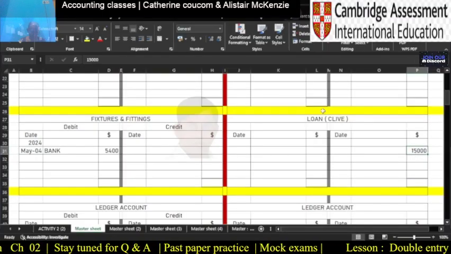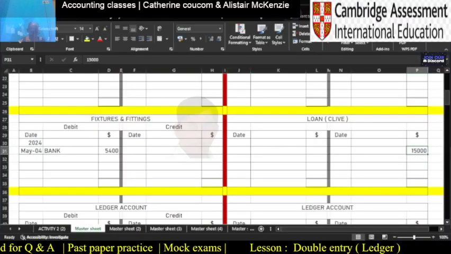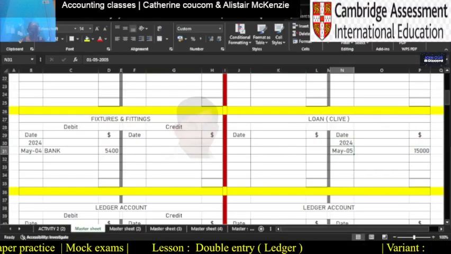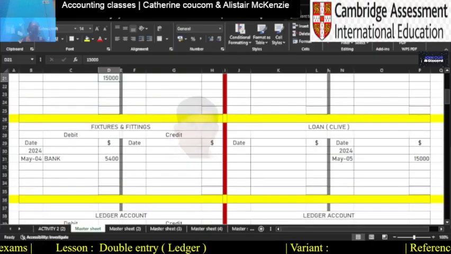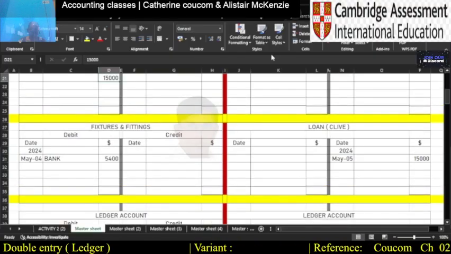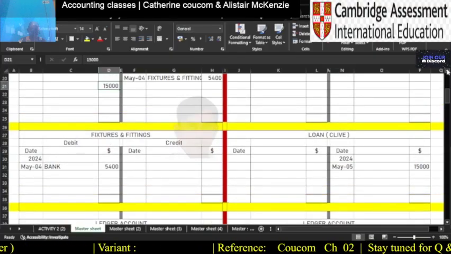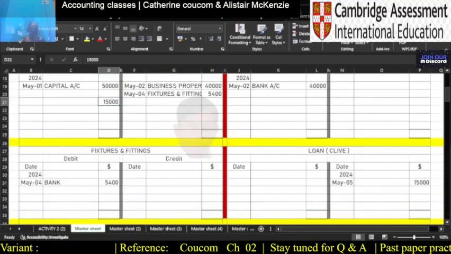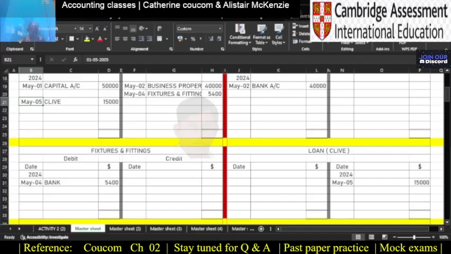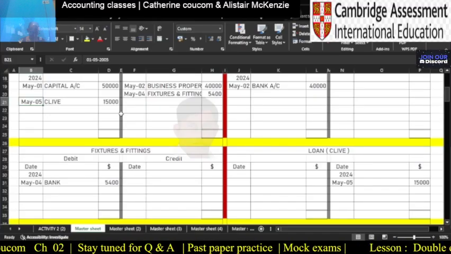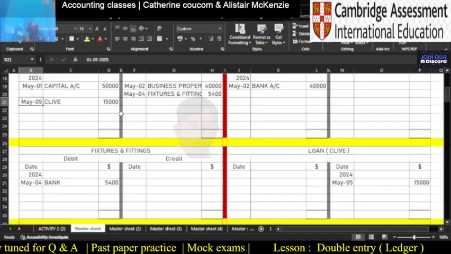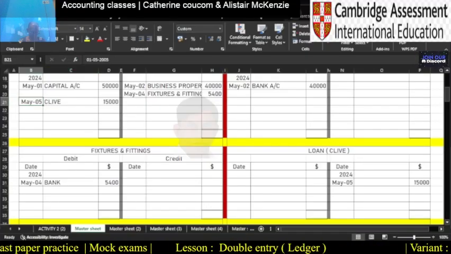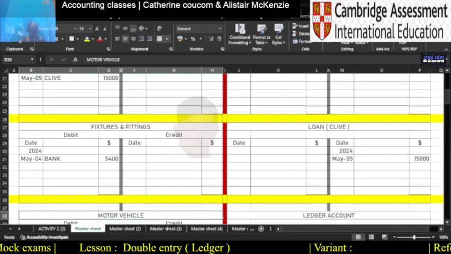Credit the account that gives. Clive is giving. So what date? 2024 May 5th. What mode? Through bank. It has been paid to the bank. So the bank has received 15,000. Who has given? Clive has given 15,000. So we have to complete the entry.